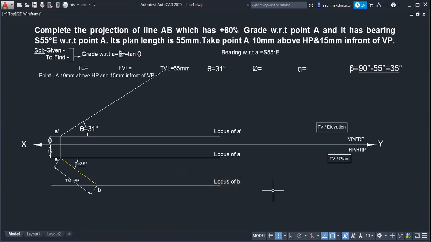Next, straight from B. What will happen if I draw straight from B? True length. FPL will be found, sir. TVL is found when going straight, sir. No sir, alpha is not given, theta is given.